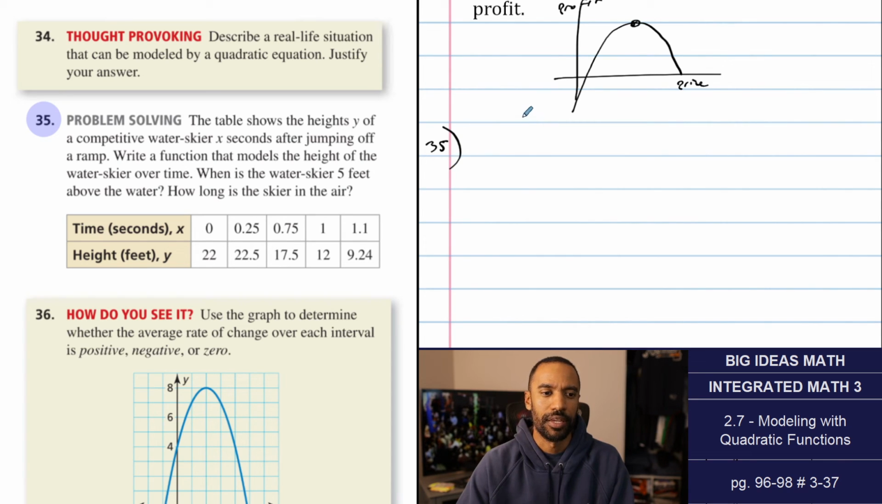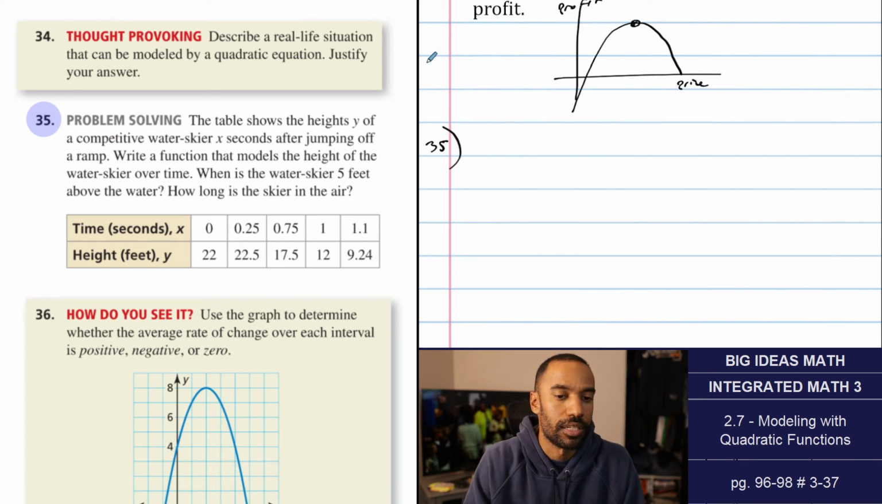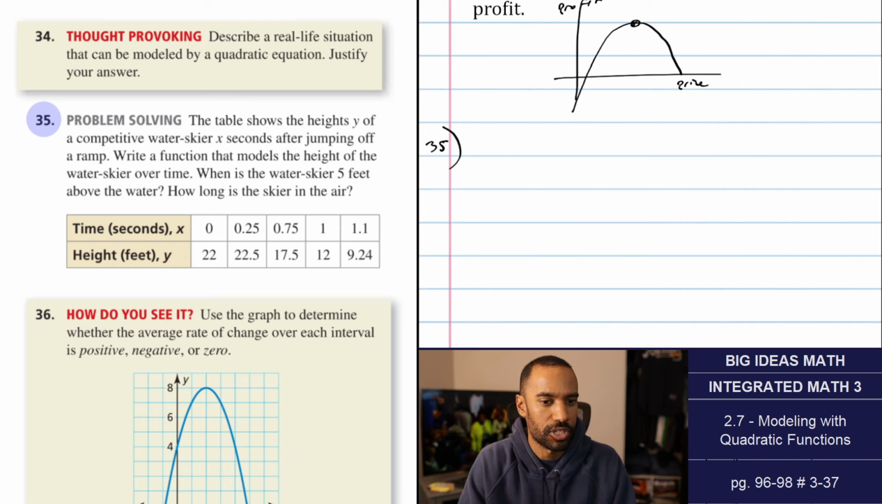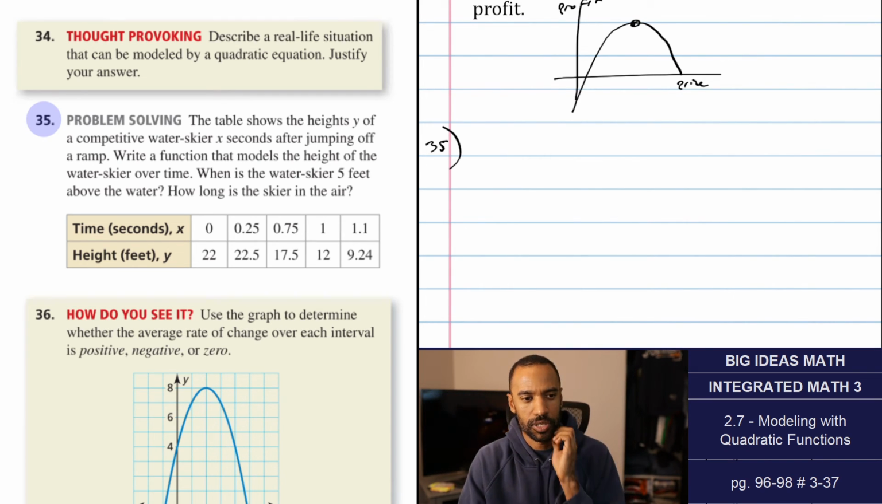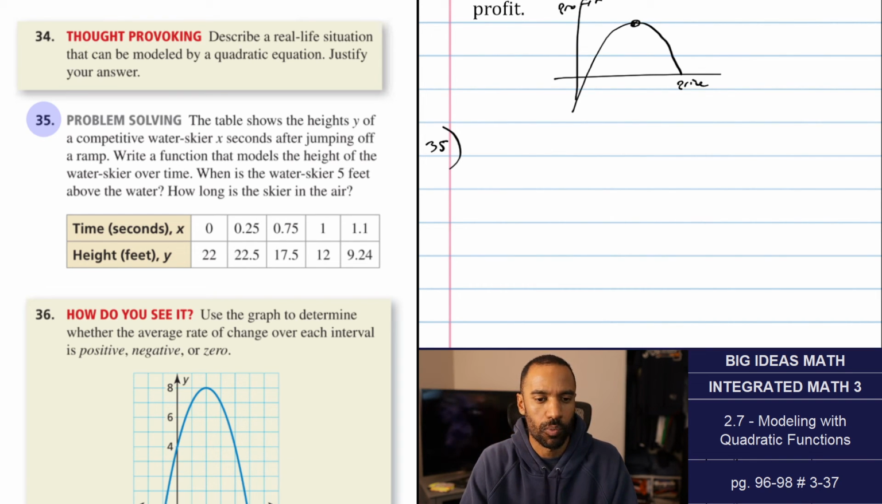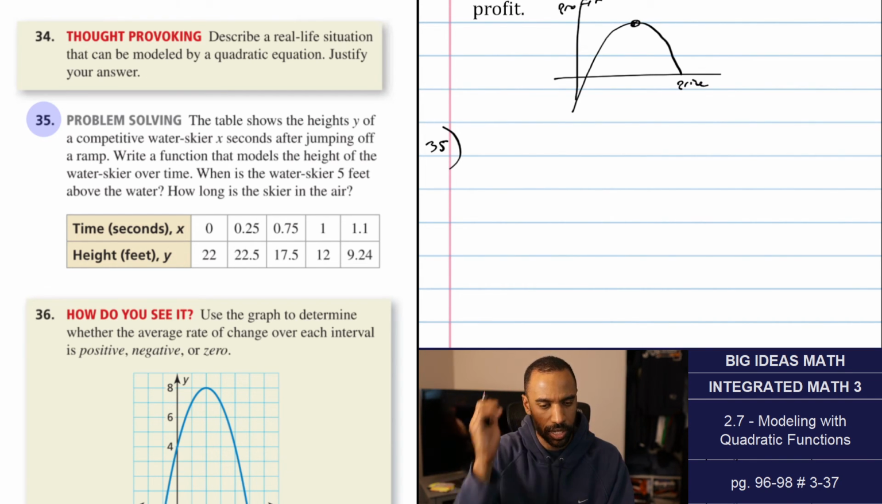But I'm not coming up with an actual model of it right now. Anyway, number 35 on problem solving. The table shows the heights y of a competitive water skier x seconds after jumping off a ramp. Write a function that models the height of the water skier over time. When is the water skier 5 feet above the water? How long is the skier in the air?